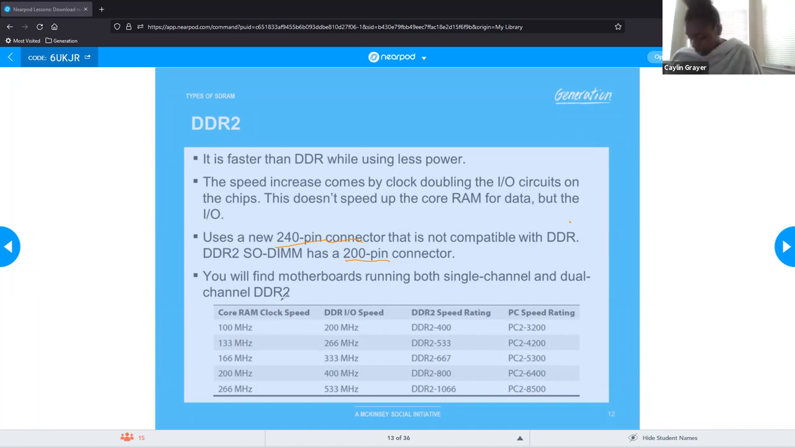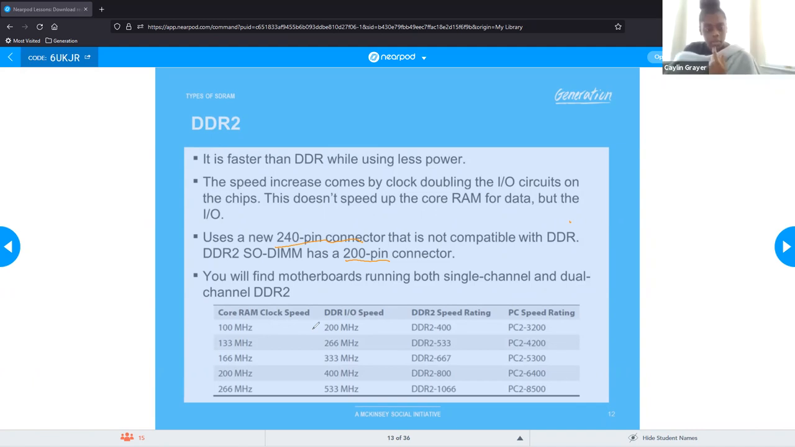You multiply the speed by 8, right? We're going from the clock speed to the DDR speed first, because we have to go from clock to DDR to PC speed. What does DDR mean?